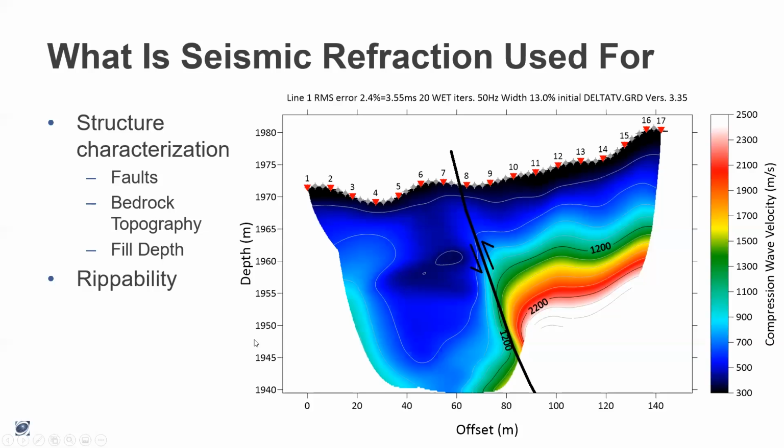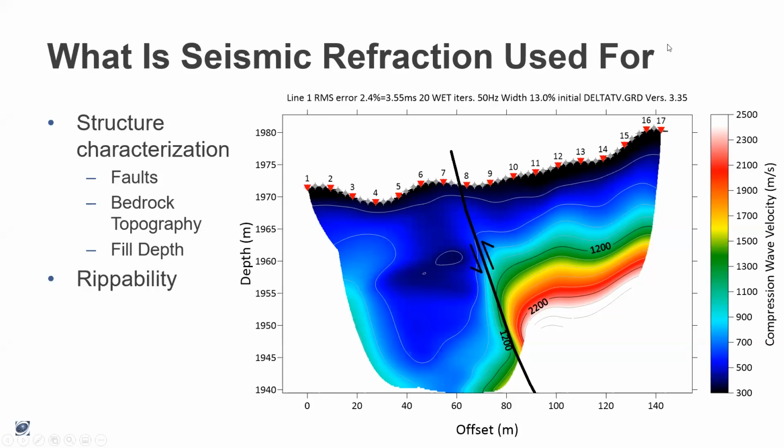Okay, so what is seismic refraction used for? It's primarily used for structural characterization. So looking for things like faults, looking at bedrock topography, and looking at fill depth. It's also used for what we call rippability.